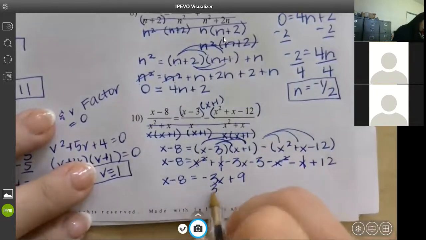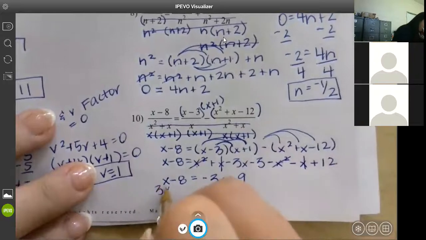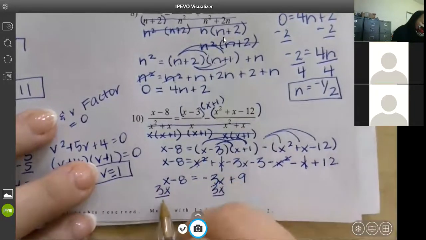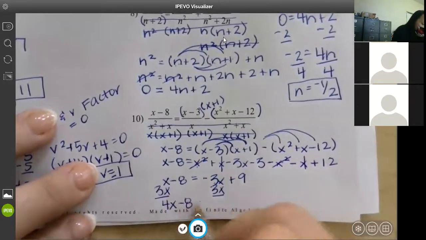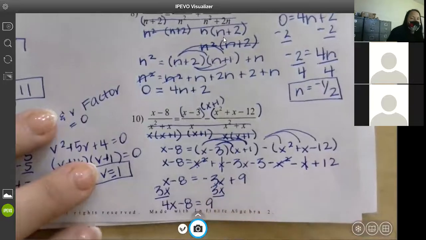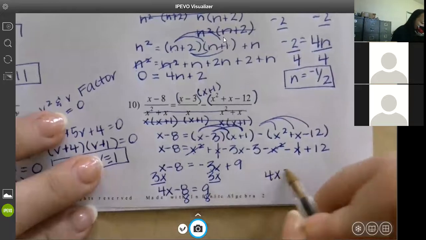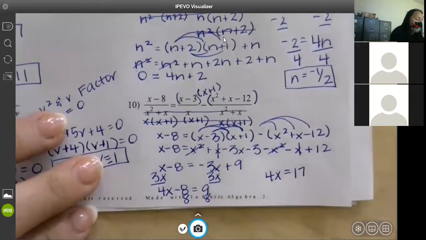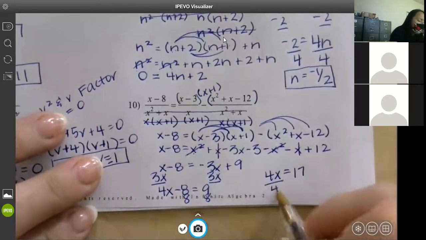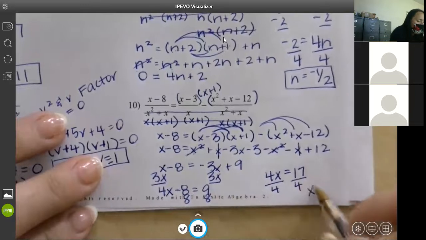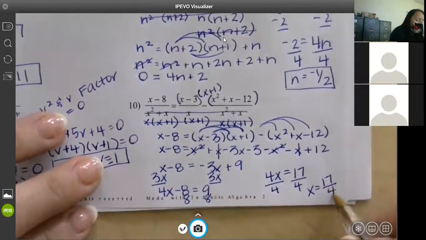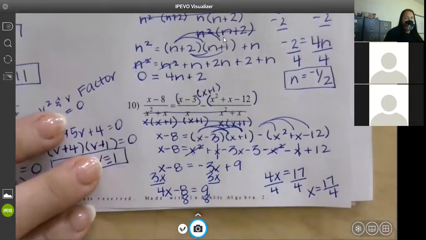Solve for x. Get your x's on the same side. So we get 4x minus 8 equals 9. Add 8 to both sides, you get 4x equals 17. Divide by 4, and x is 17 over 4.